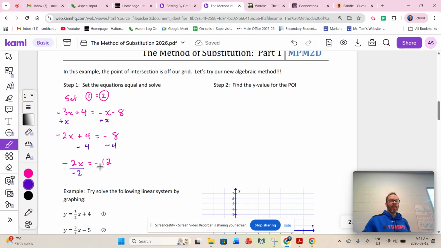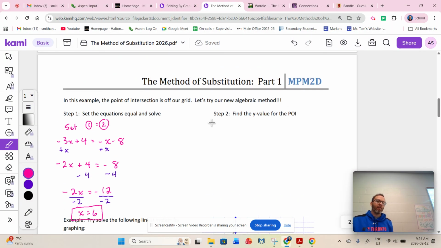So -8 take away 4 is -12. And when you divide both sides by -2, I'm getting 6. Now, I could ask you guys if you got the same thing, but I actually have a graph I made. I can see, does x equal 6 make sense?